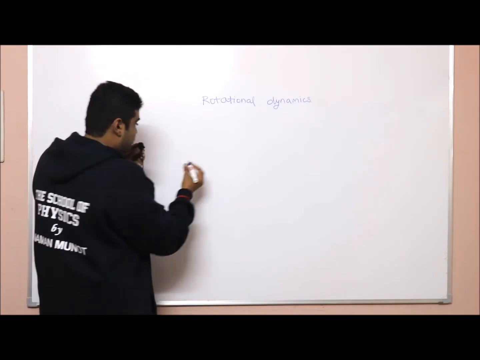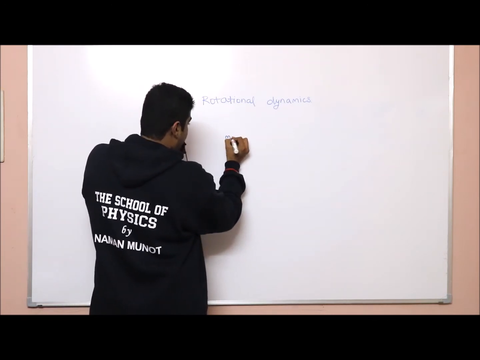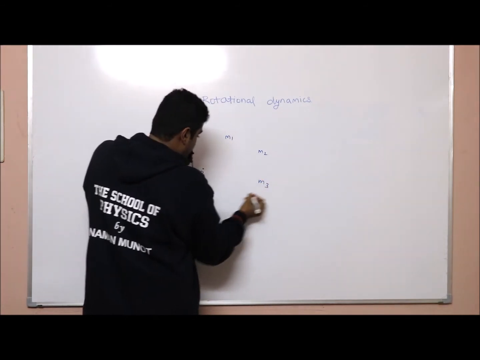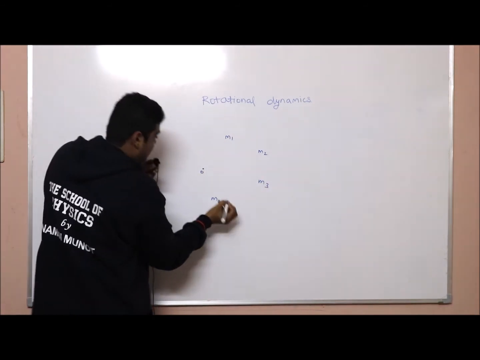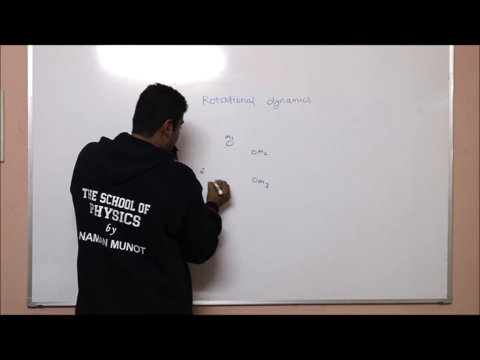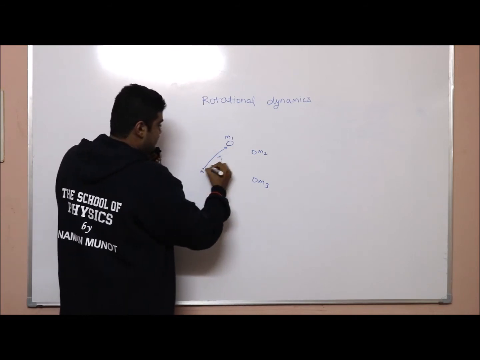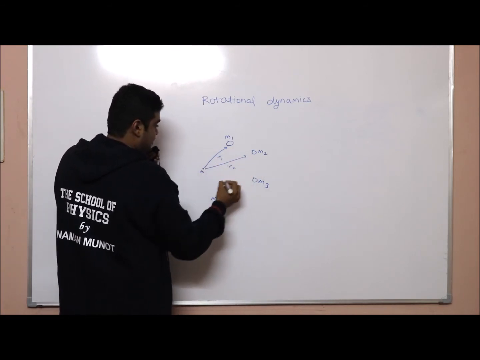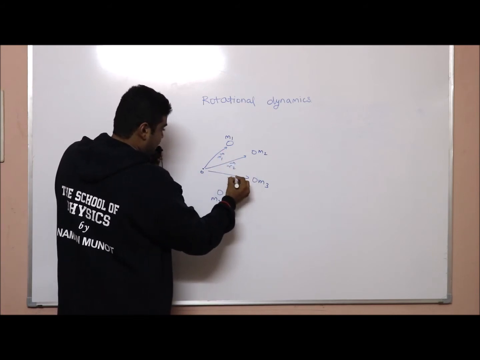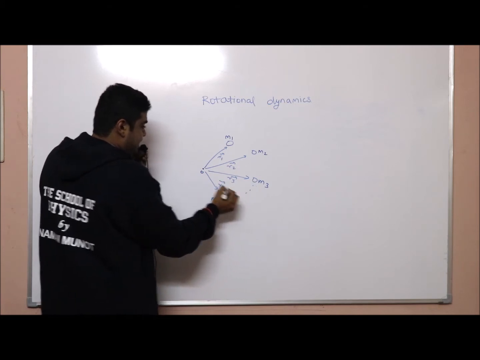Suppose this is our origin. Here we have a mass m1, here we have another mass m2, here we have another mass m3, and here we have mn. This is the r1 vector, this is the r2 vector, this is the r3 vector, and this is the rn vector. So we have n particles like this.